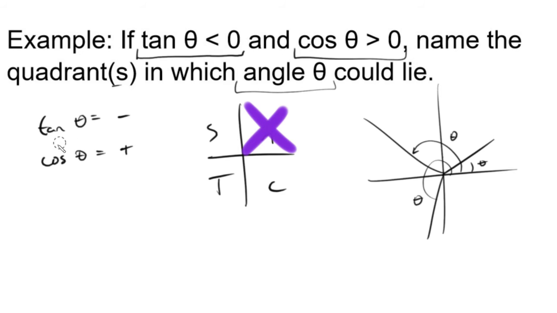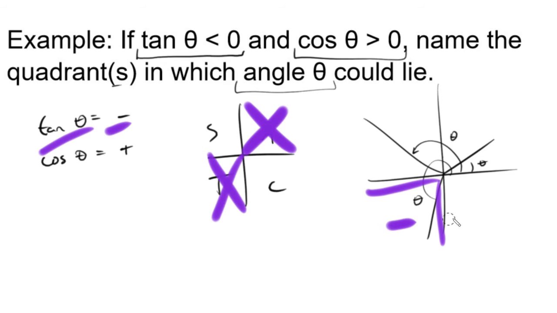Next, it says that tangent is negative, right? So that means quadrant 3 is also out, because in quadrant 3, remember, each of these letters represents the functions that are positive in these areas. In quadrant 3, tangent is positive. So if our tangent is negative, theta cannot lie anywhere down here, because when you take tangent of theta, it'll always be, excuse me, positive. So this is also out because tangent is supposed to be negative.